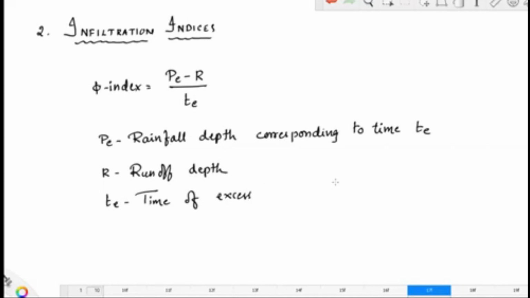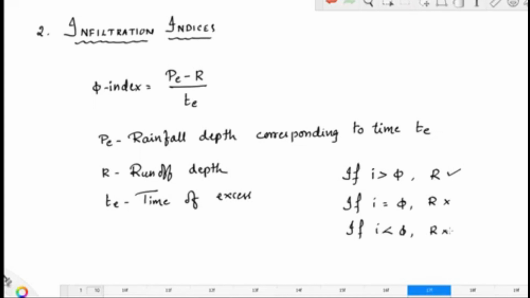So 3 conditions you have to remember. I hope you remember them. If intensity of rainfall is greater than phi, then there will be runoff. If intensity is equal to phi, then there will be no runoff. If intensity of rainfall is less than phi, then also there will be no runoff. These 3 conditions you have to remember, and I hope you remember the trial and error procedure. So these are the points which you require from chapter number 5.